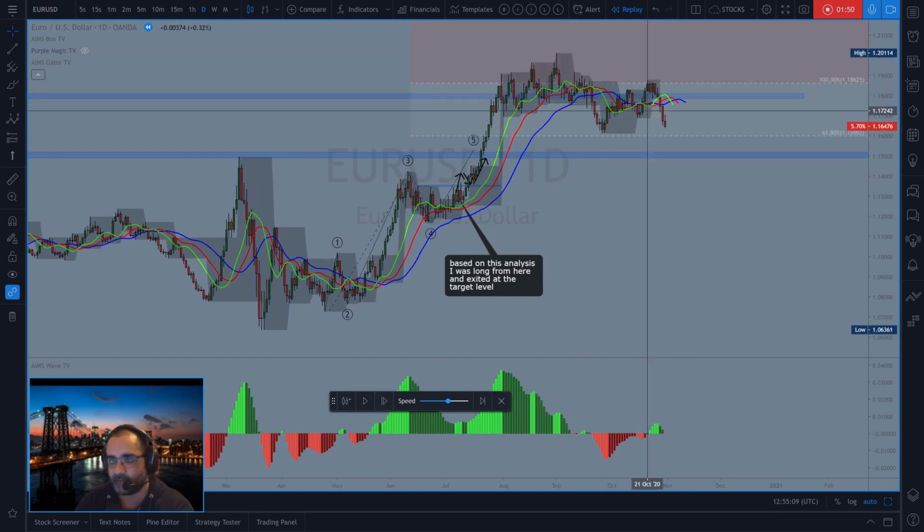This time we got B trapped, so you have an A down, B up. Within the B we have A, B, C, and I got trapped. So quick exit, entry here and exit here.